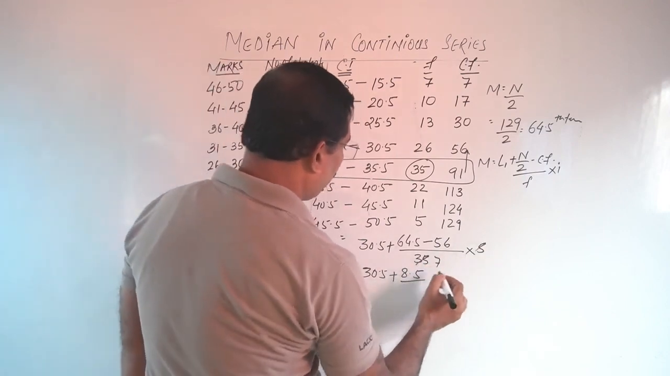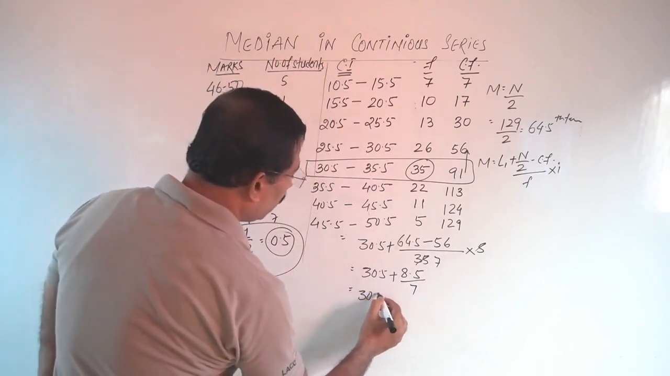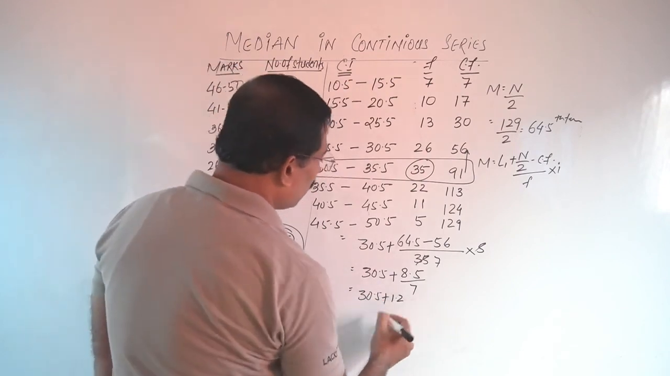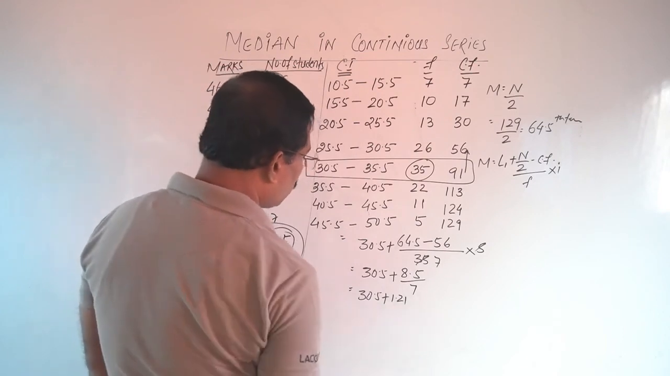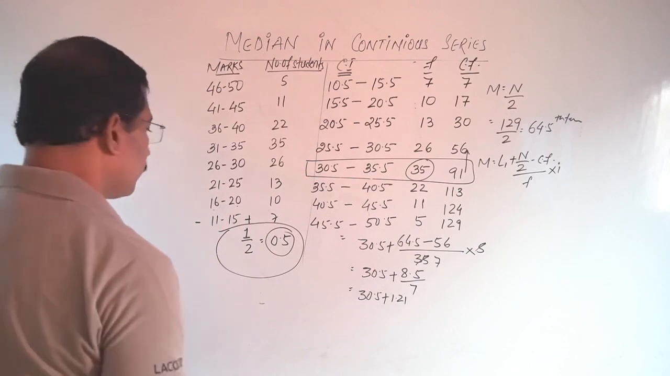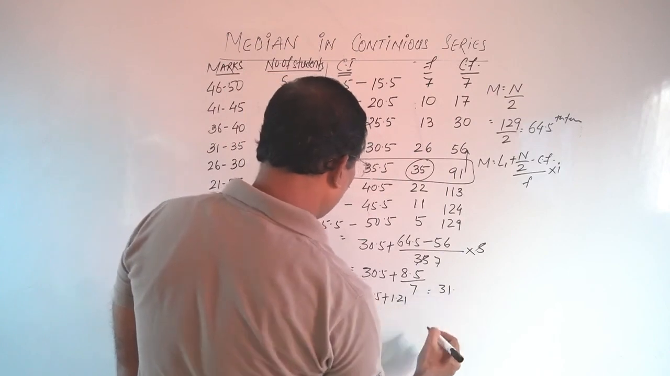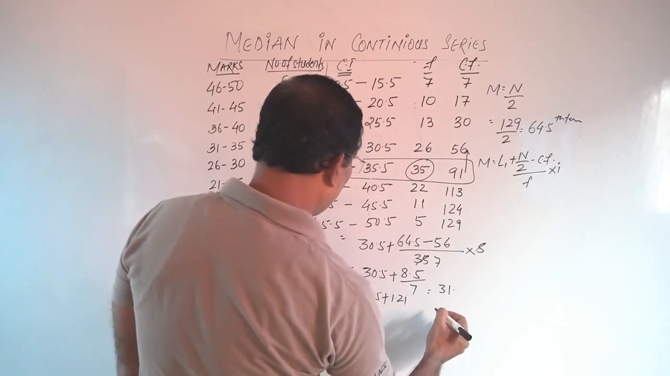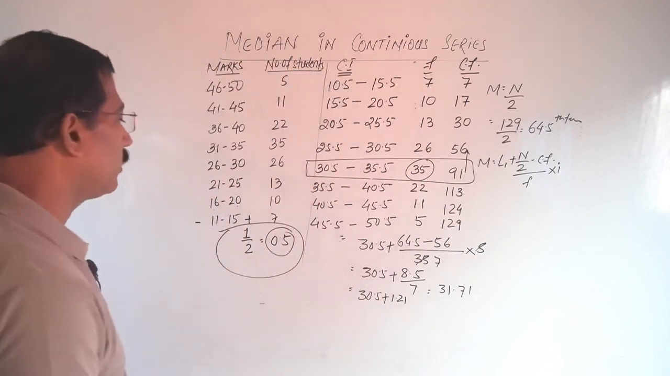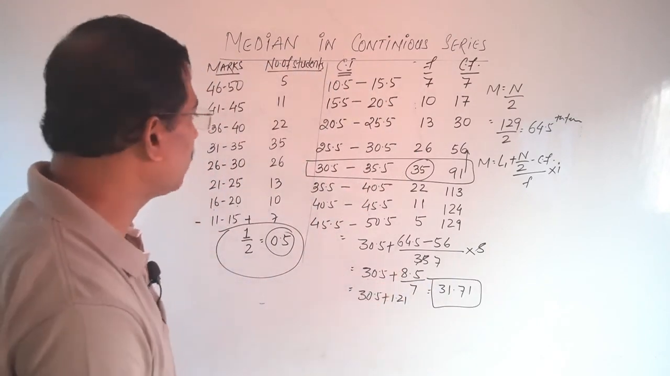5 sevens are 35. So here will be 7. Now the result will be 30.5 plus 7 ones are 7, 7 twos are 14 and 1. So 30.5 plus 1.21. Add it. Result will be 31.71. Any doubt to any student? Is this very clear?